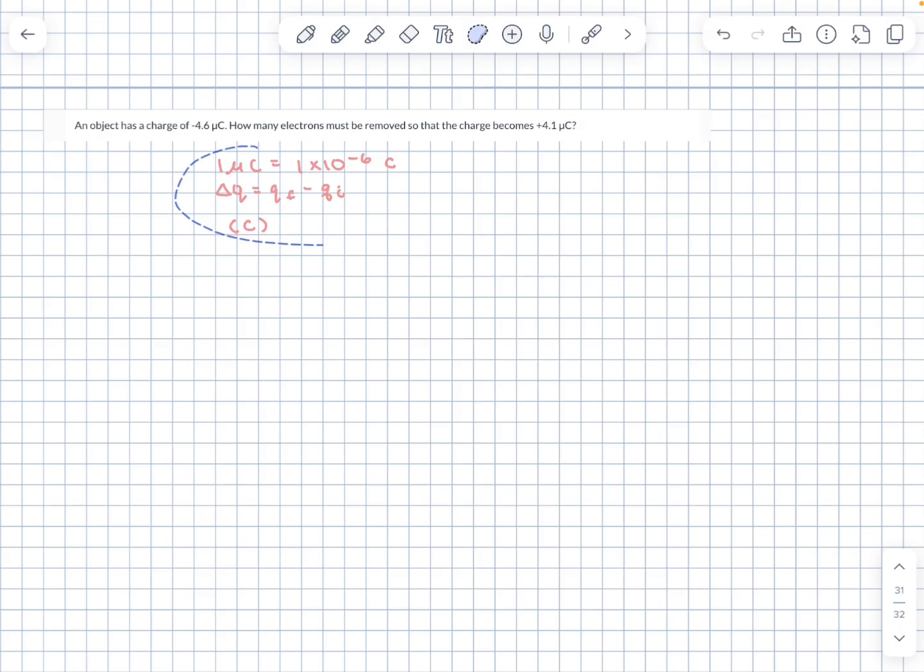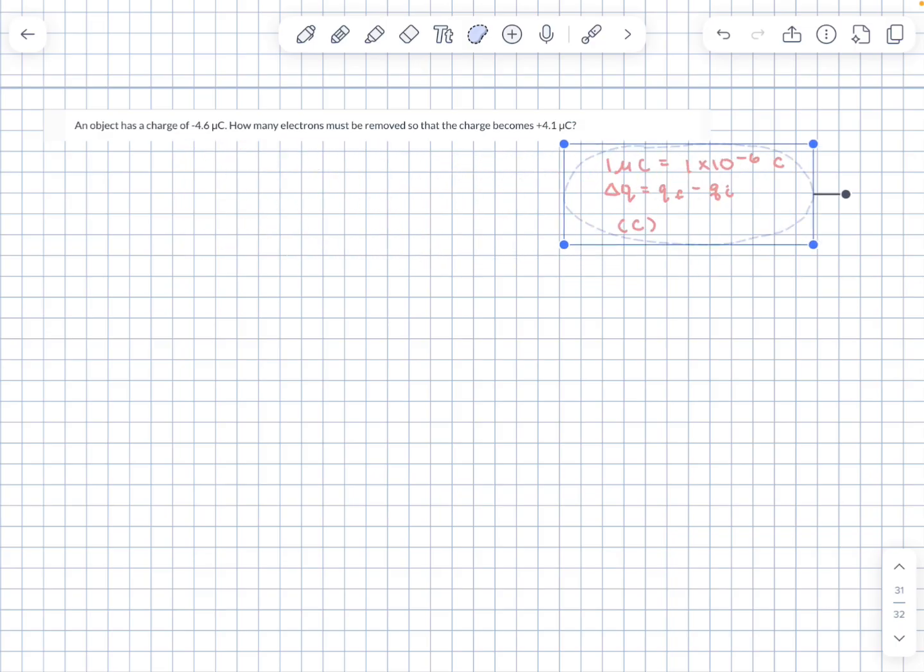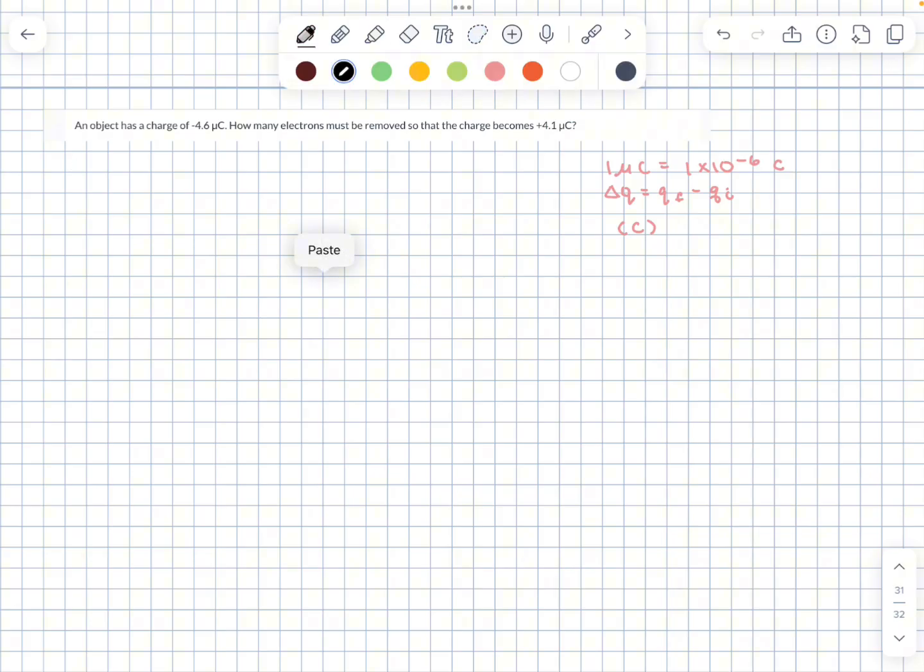So let's get started with this problem. I'm going to just move this to the side so that we have this. Okay. So the first thing I did was I rewrote my equation one more time, just because I'm a visual learner, so that helps me. So again, we have delta Q equals QF minus QI, Q final minus Q initial.